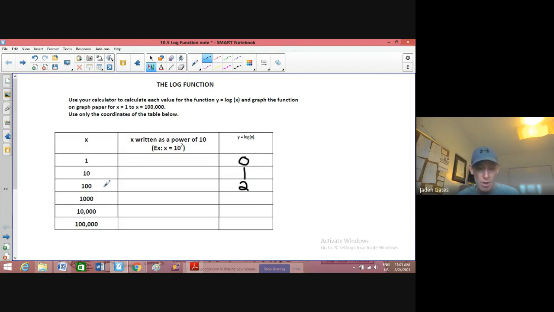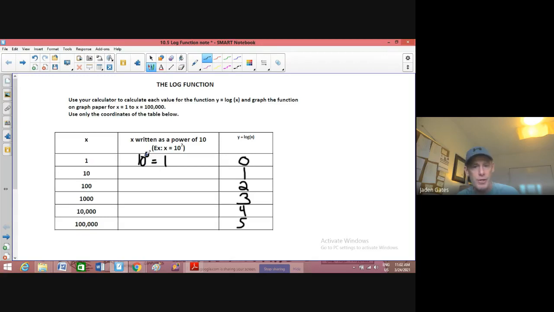See how 100 had 2 zeros? 1,000 has 3 zeros. 10,000, 4 zeros. 100,000, 5 zeros. And if you went to 1,000,000, it'd be 6 zeros. What that is really doing is taking every number and putting it as a power of 10, and then we look at what the exponent would be.